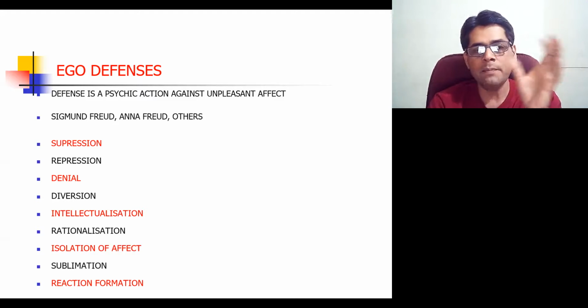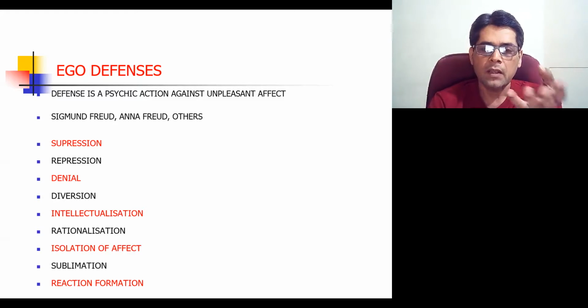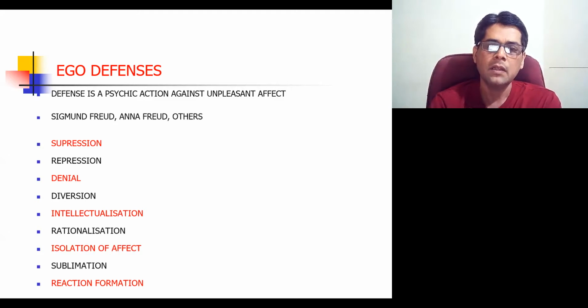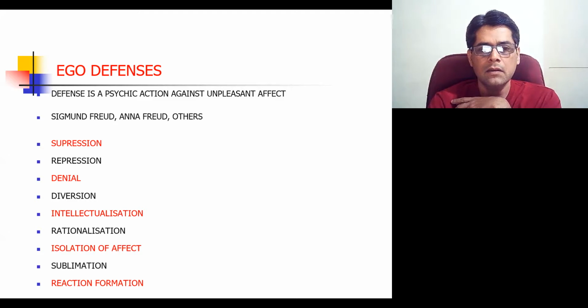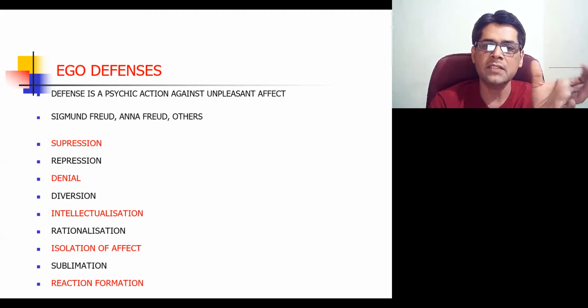Sublimation. Sublimation is a defense by which something which in its raw form is not socially acceptable is converted into a socially acceptable entity. For example, sadism and torture is not socially acceptable. But if you do it to the enemy of a country to get information out of how they are going to attack you, the same thing is permitted. It's a sublimated use of original sadism.